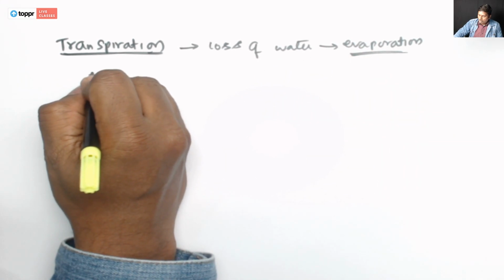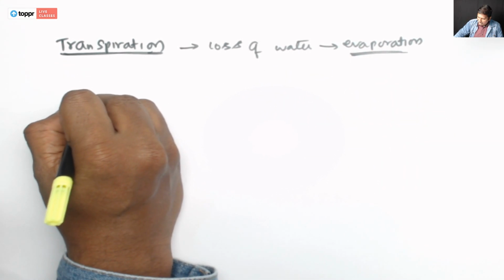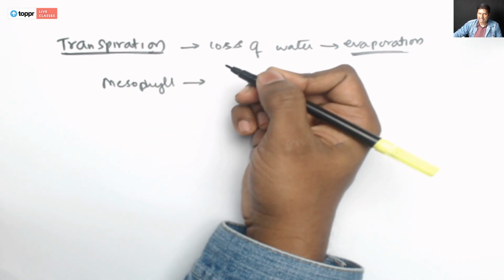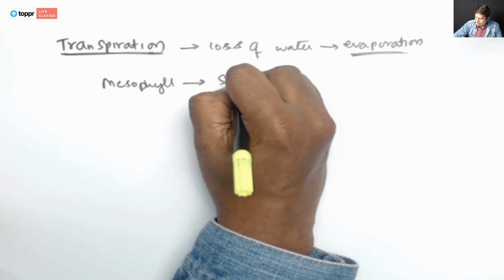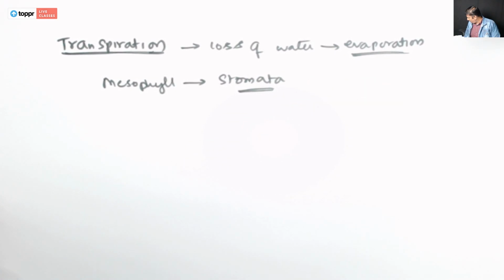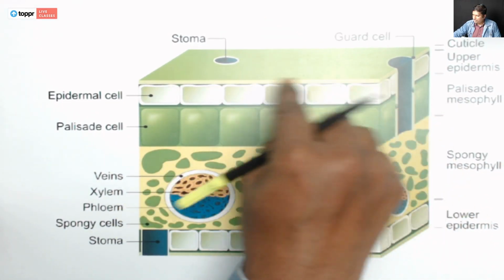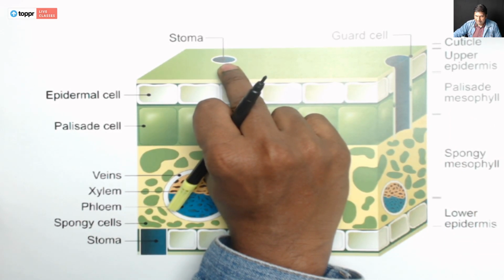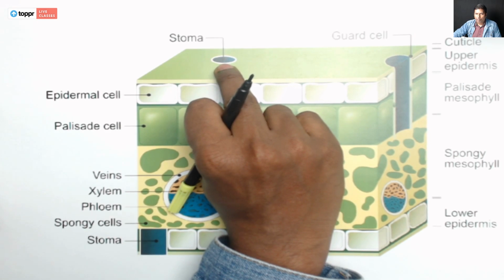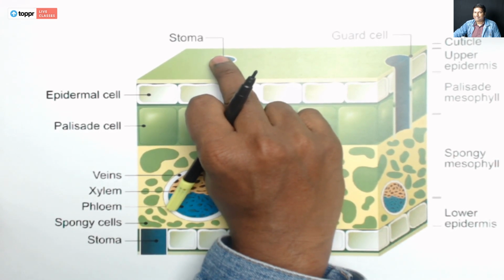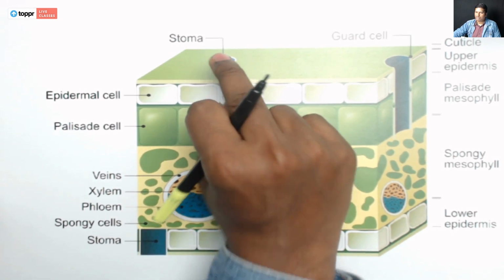Now if you see, the leaf has, like I said, the mesophyll cells, and the mesophyll cells have openings called stomata. On the surface you have your stomata. The leaf structure has stomata on its surface, and these stomata are the openings through which not just water but the gases are also exchanged.